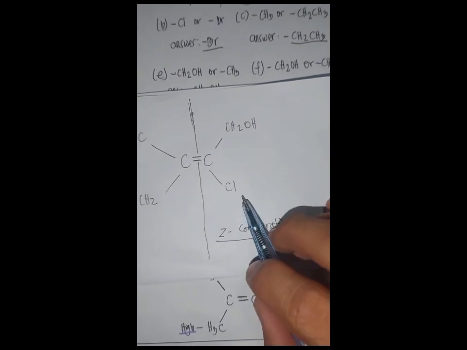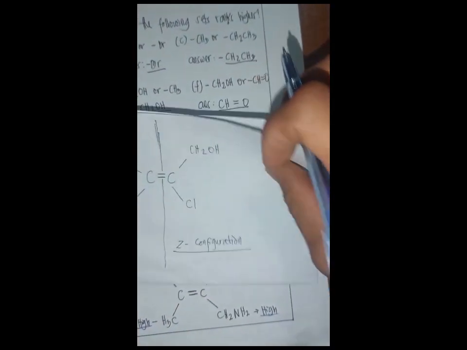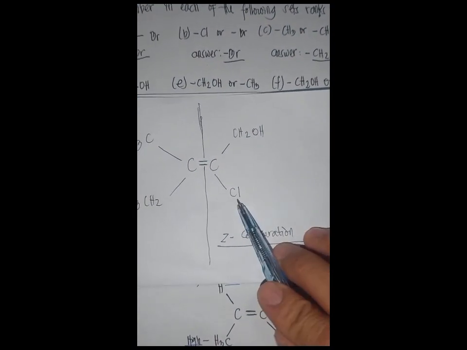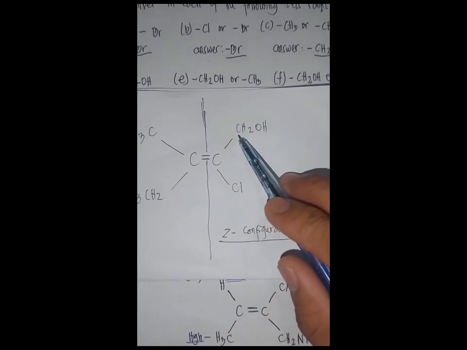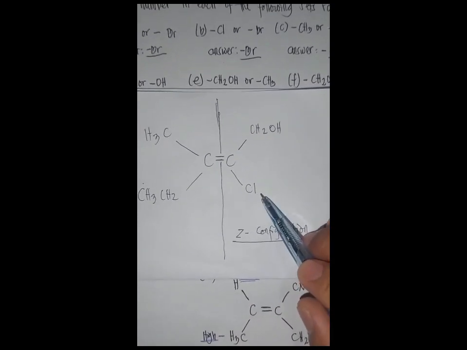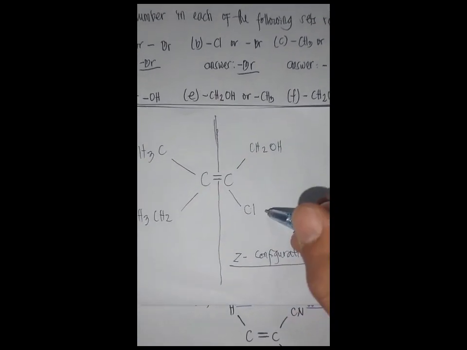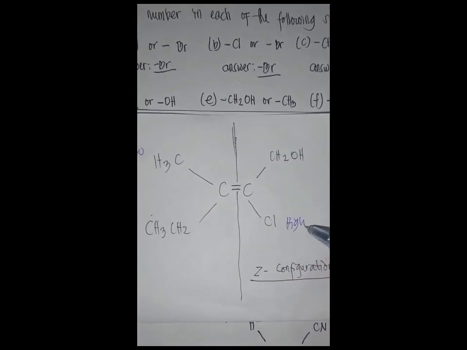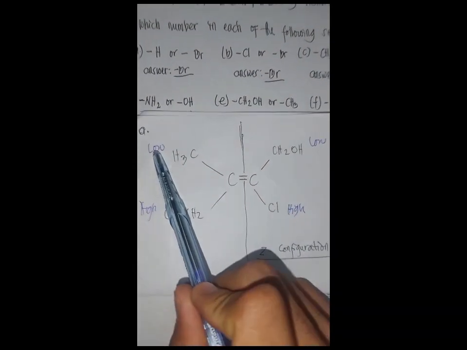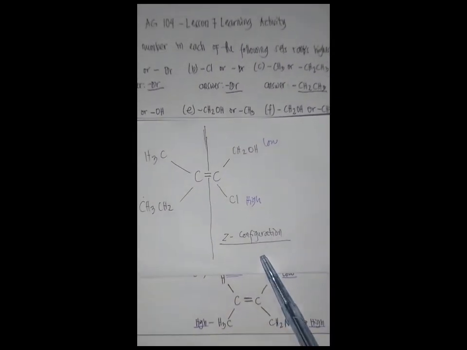So in the other side, CH2OH compared to chlorine, Cl. So here, chlorine compared to carbon. So chlorine has the highest atomic number compared to carbon. So it sets to be that this is high and here is low. So the configuration here, low and low, then below is high and high. So the configuration is Z configuration with the same rank.